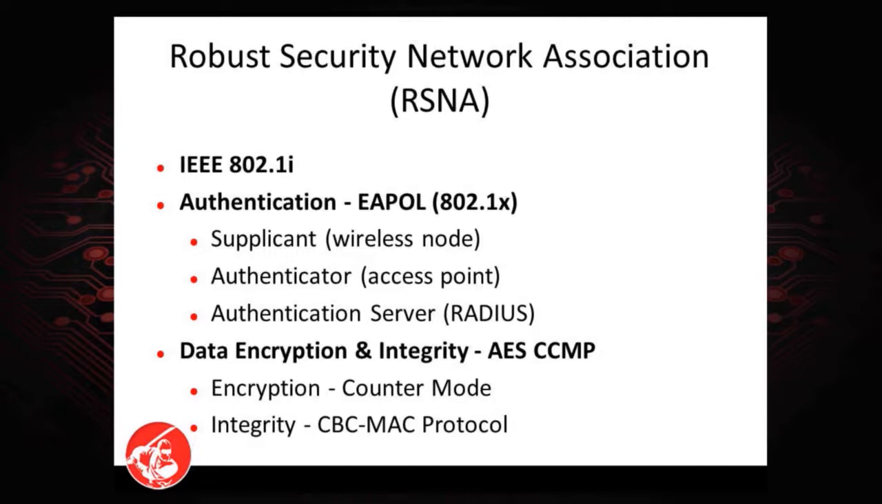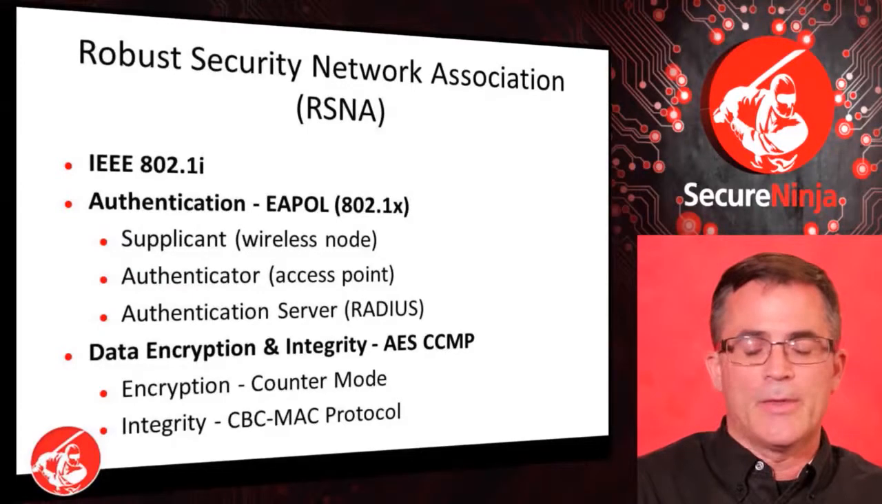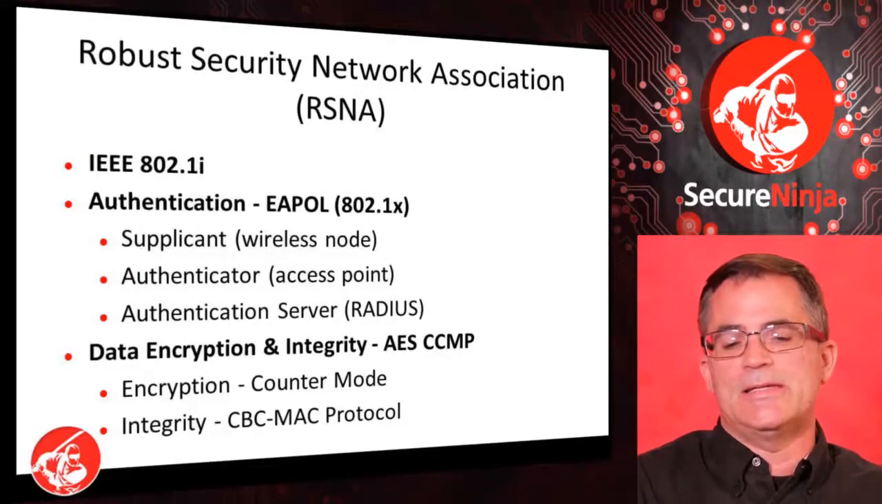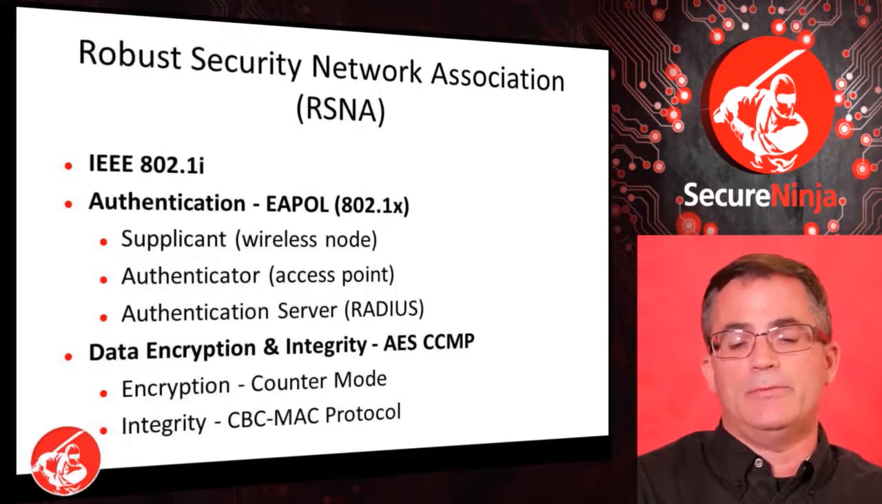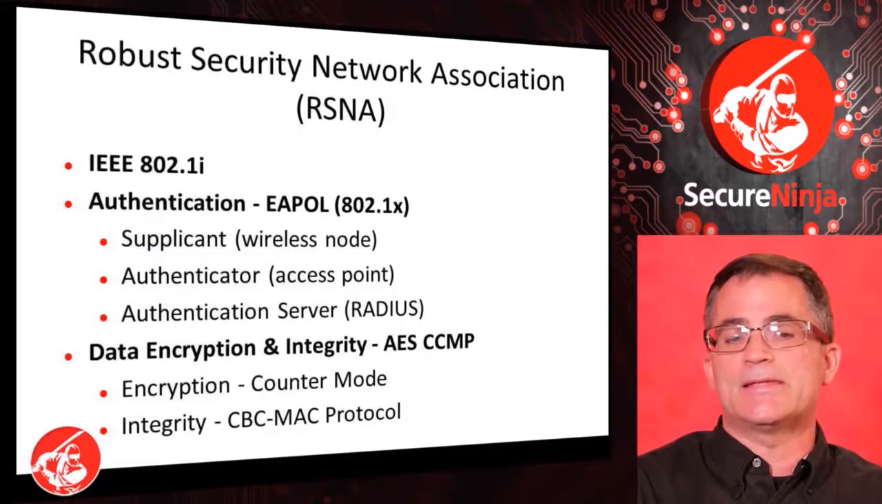There's the RSNA, the Robust Security Network Association. This is actually the 802.11i. Authentication EAPOL 802.1x, supplicant wireless node, the authenticator, the access point, and the authentication server is the RADIUS. I don't know why they use their own terminology, but they do in 802.1x. The supplicant's really a client, but this is what they have. Data encryption integrity is CCMP, AES, Advanced Encryption Standard Counter Mode, Cipher Block Chaining, MAC Protocol. This is the integrity of AES CCMP.